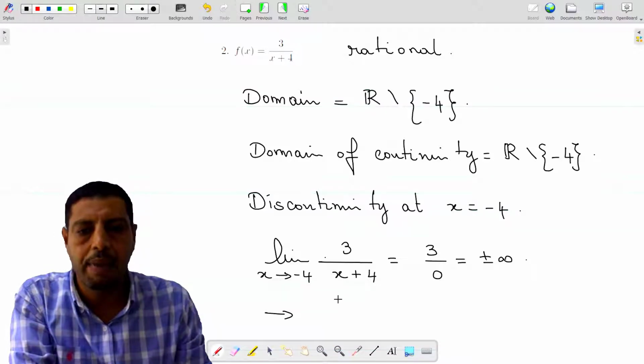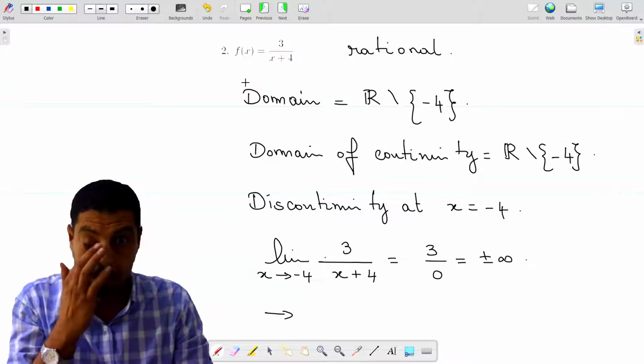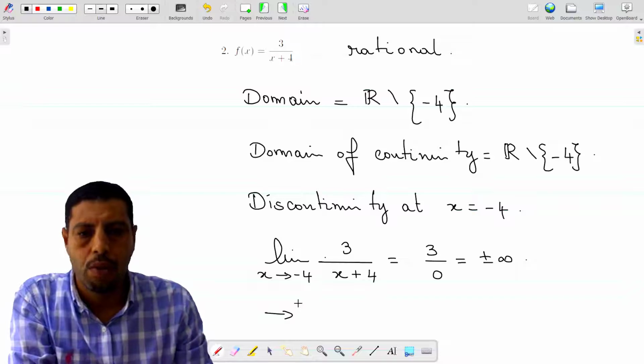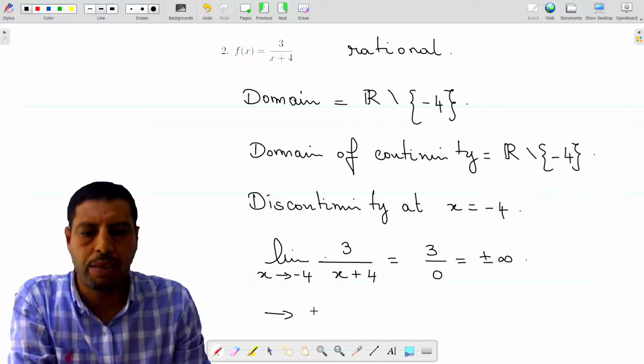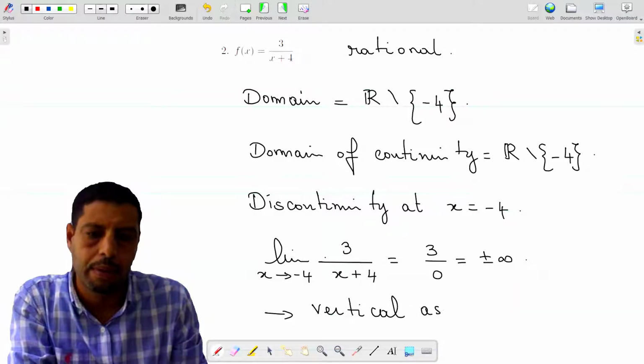So to describe the behavior of this function at this point of discontinuity, you have a vertical asymptote at x equals negative 4. Good.